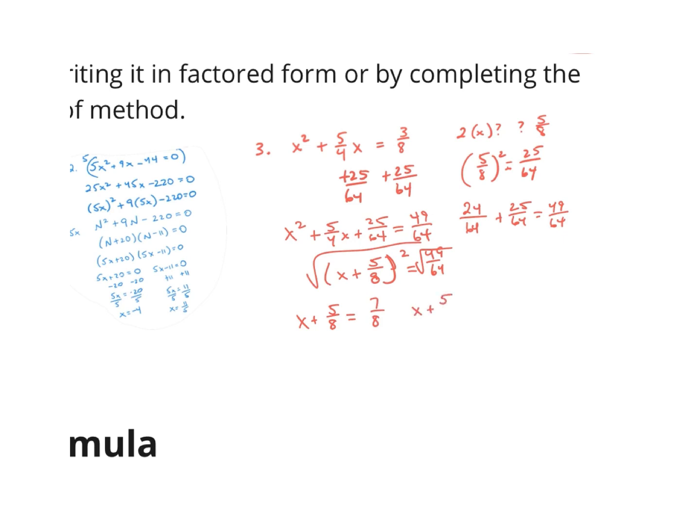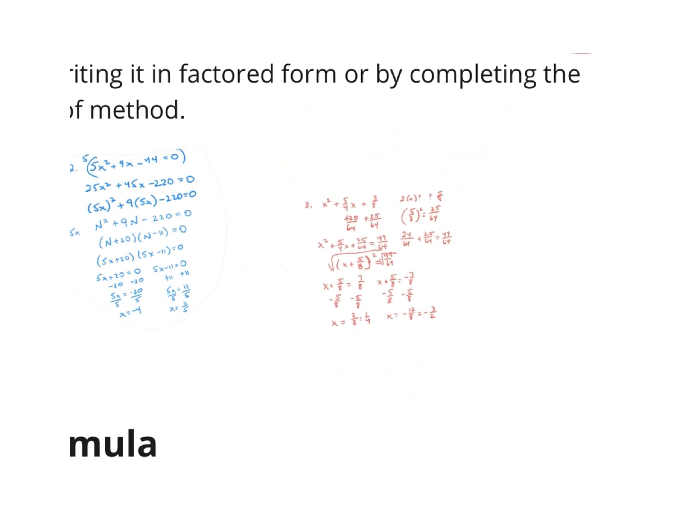And x plus 5/8 is equal to negative 7/8. To solve, I'm going to subtract 5/8 from both sides. So I get x equals 2/8 or 1/4. Okay, repeat that process. And I get x equals negative 12/8 or negative 3/2. So my two solutions are 1/4 and negative 3/2.